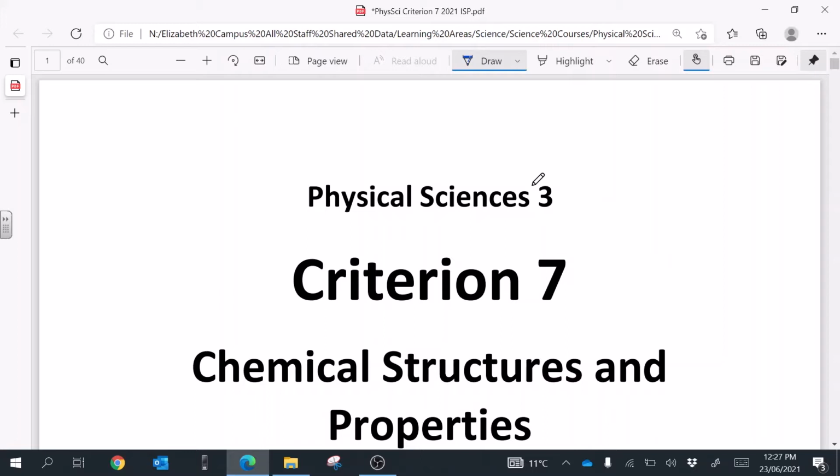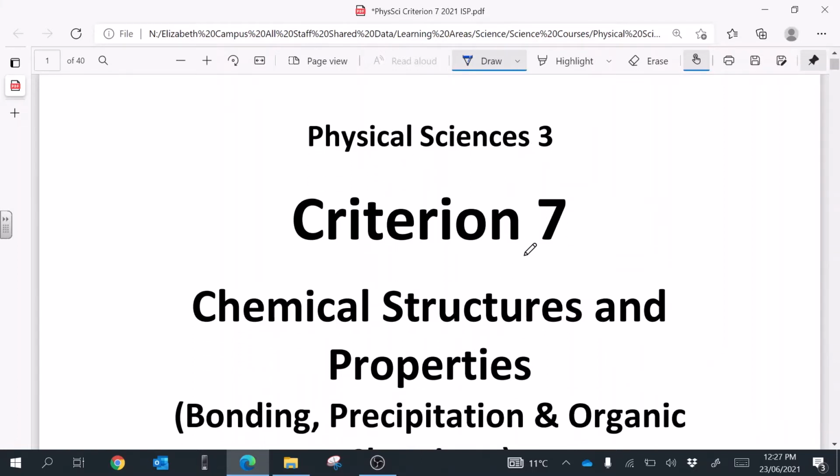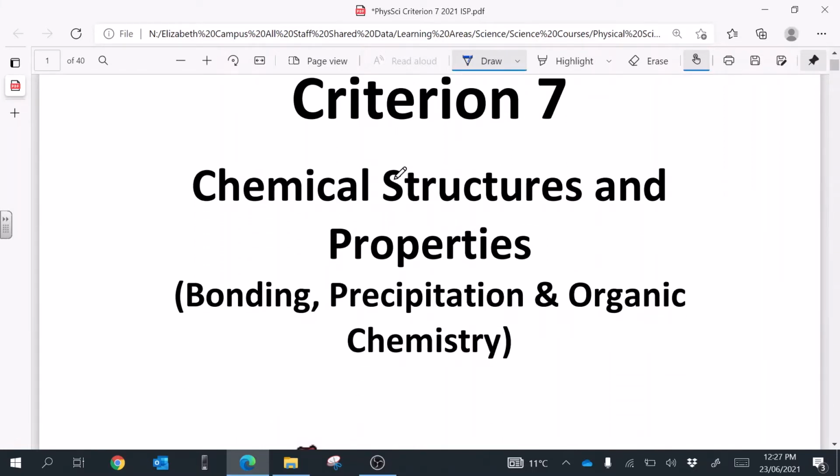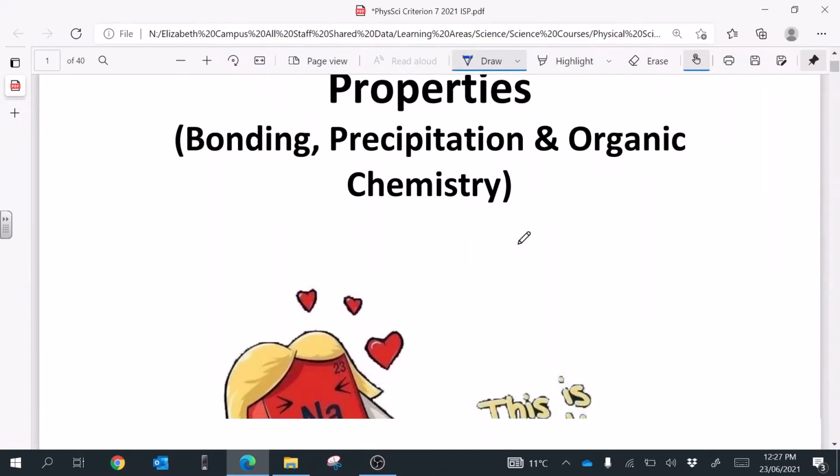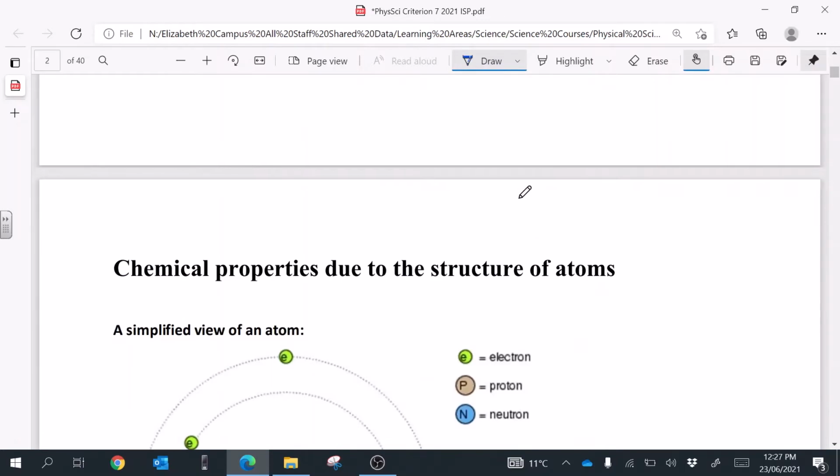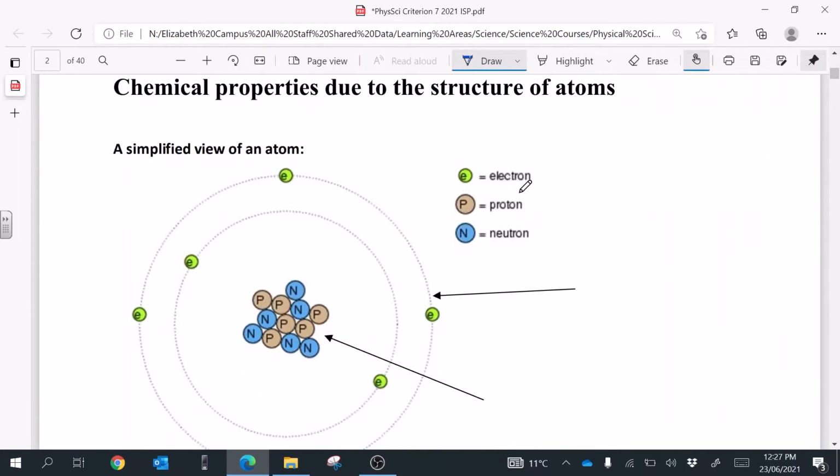We're starting Criterion 7 today, which is about chemical structures and properties. In the first part of the course, we're going to look at bonding and precipitation, and organic chemistry comes later on. Okay, so this will be familiar to us all from Criterion 4.